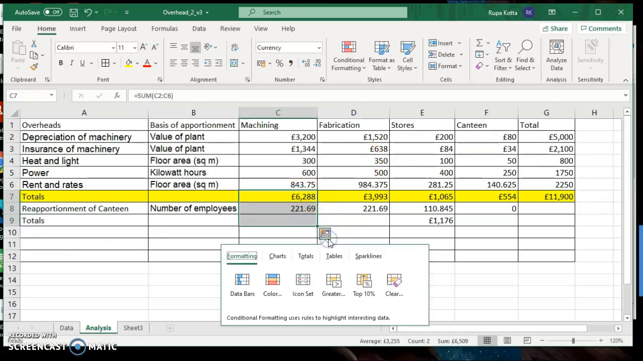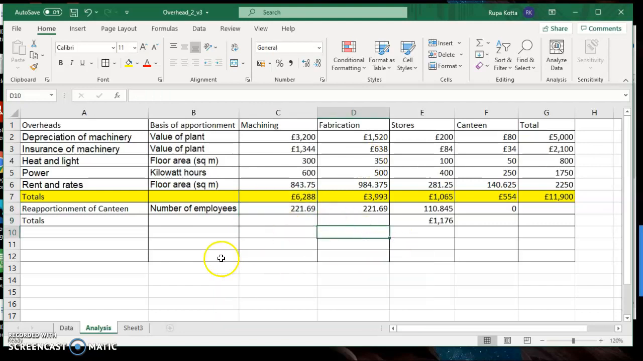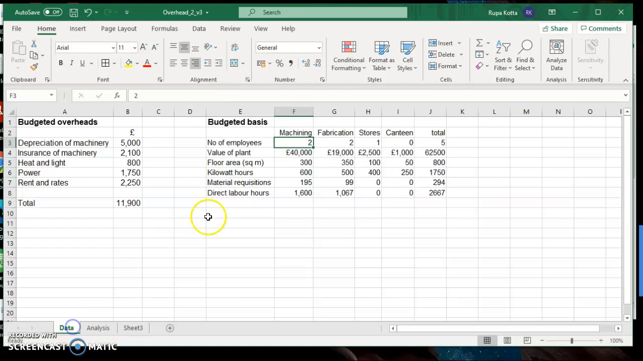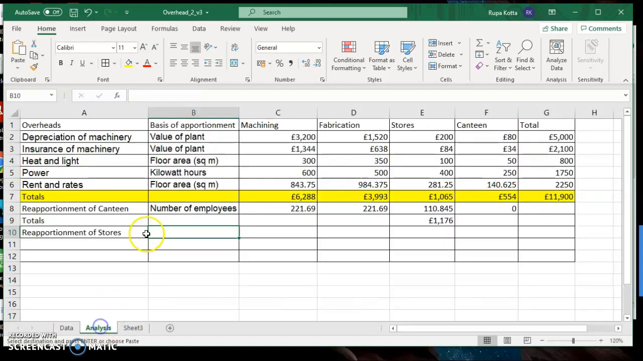We don't need to do the other departments' totals yet, because after reapportioning we can do that. Now we are doing reapportionment of stores. Stores department reapportionment is done based on material requisitions. Again, you need to check using an if statement. If there are any material requisitions, then only you reapportion the cost. If there are no material requisitions, you do not reapportion the cost.